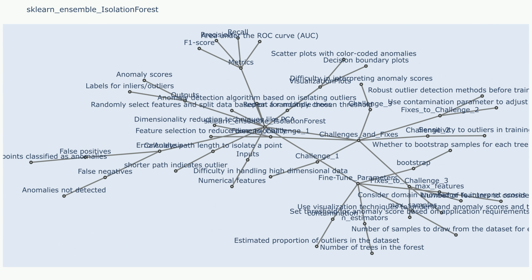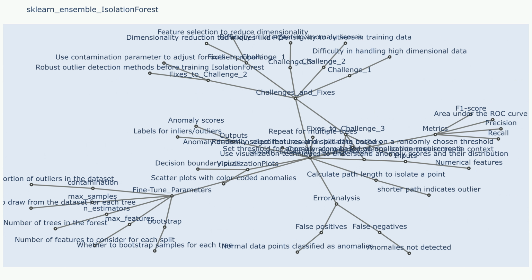Challenges and fixes. Challenge 1: High dimensionality in the data can lead to challenges for the isolation forest algorithm, as it relies on random partitioning of the feature space. High dimensionality can make it difficult to effectively isolate outliers. Sample use case: a dataset with hundreds of features can lead to high dimensionality and impact the performance of isolation forest.